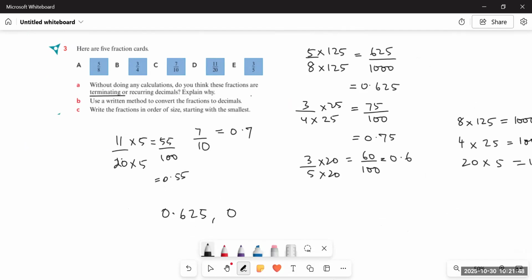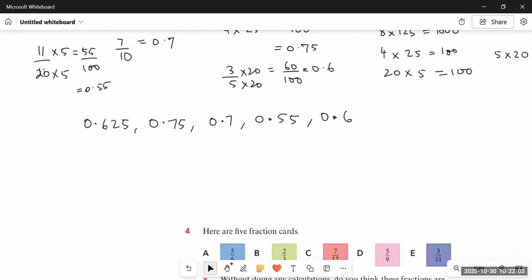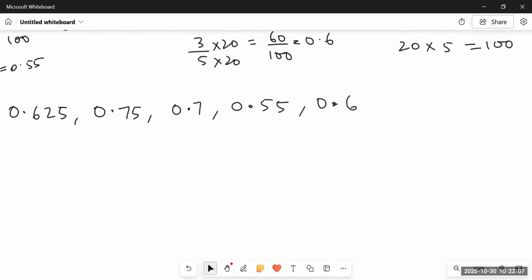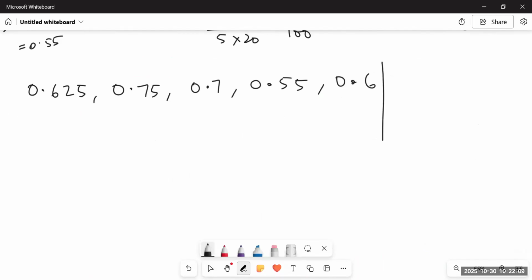Second one was 0.75. Third one was 0.7. Then 0.55 and 0.6. Always remember one thing: whenever you have to compare decimals, you just have to write them down vertically. Okay, 0.625. Here it's 0.75.